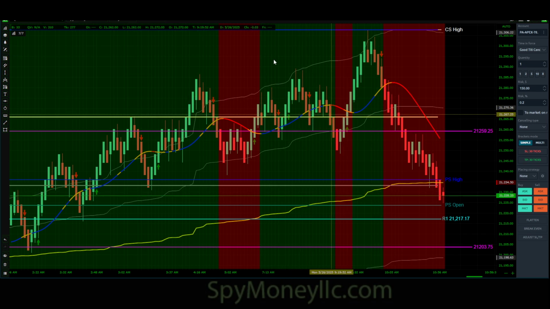But this is the basic system. This is how we use the platform. It's very simple. You just have your ask, bid, and market over here. This is your longs. This is your shorts. And then we have the flatten button, a break even, and adjust the stop loss and TP. So what that does is if you enter a trade and then you add a position, you hit this and it will put them all together.